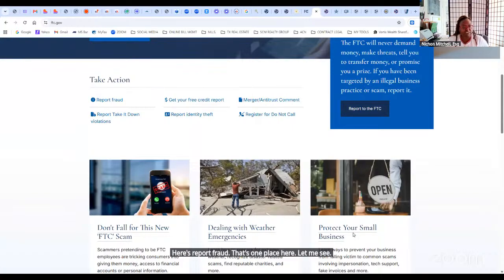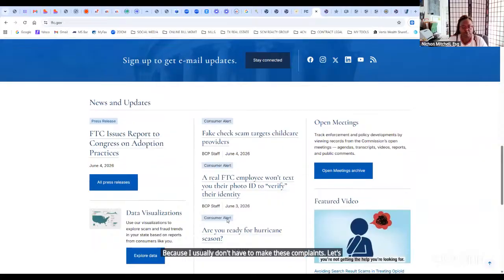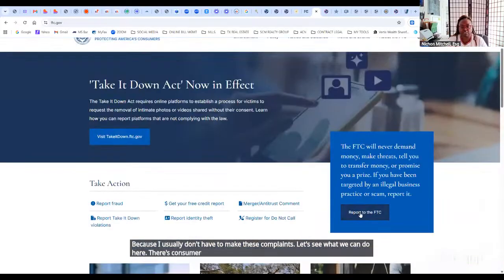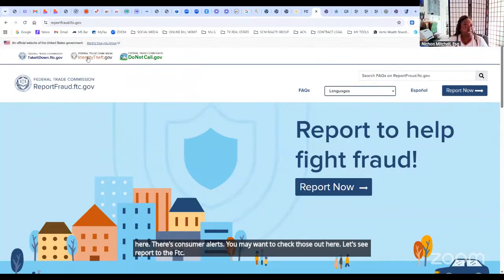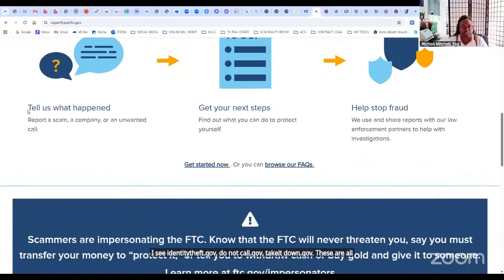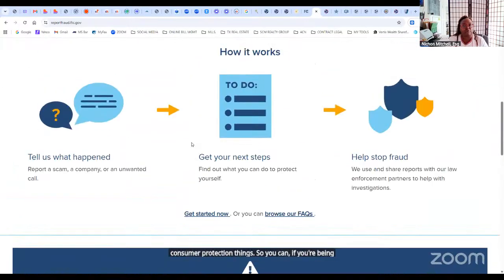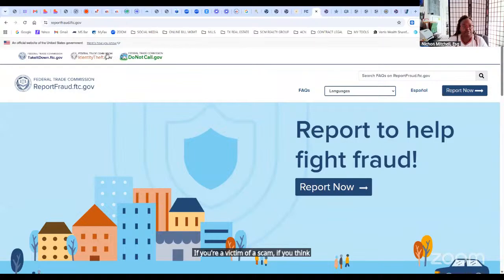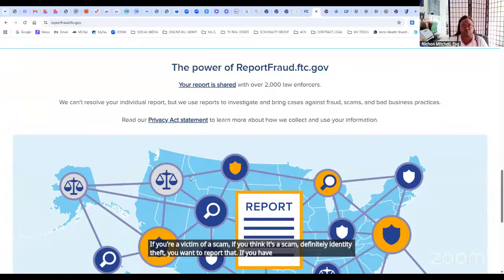Let me see. I usually don't have to make these complaints, so let's see what we can do here. There's consumer alerts. You may want to check those out. Here, let's see, report to the FTC. See identitytheft.gov, donotcall.gov, takeitdown.gov. These are all consumer protection things. So if you're a victim of a scam, if you think it's a scam, definitely identity theft, you want to report that. If you have a consumer fraud issue from a company, then you will report it here.